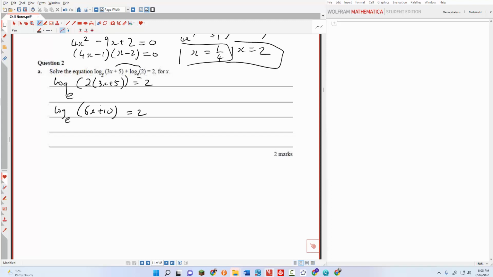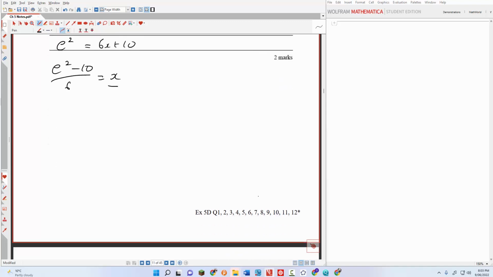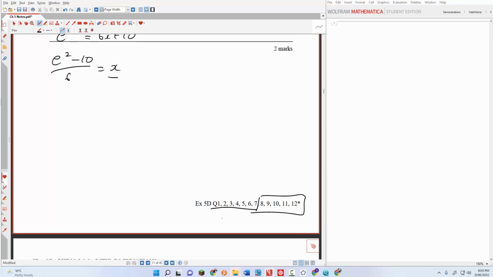Alright, now how am I going to solve for this? Well, what I'll do is take this out of log form and put it into exponential form. So the base is the base, e to the 2 equals 6x plus 10, e to the 2 take 10 over 6 equals x, and it's solved for x. So we're done. Alright, so I think I said 1 to 7 the other day. Now finish them off, 8 to 12.